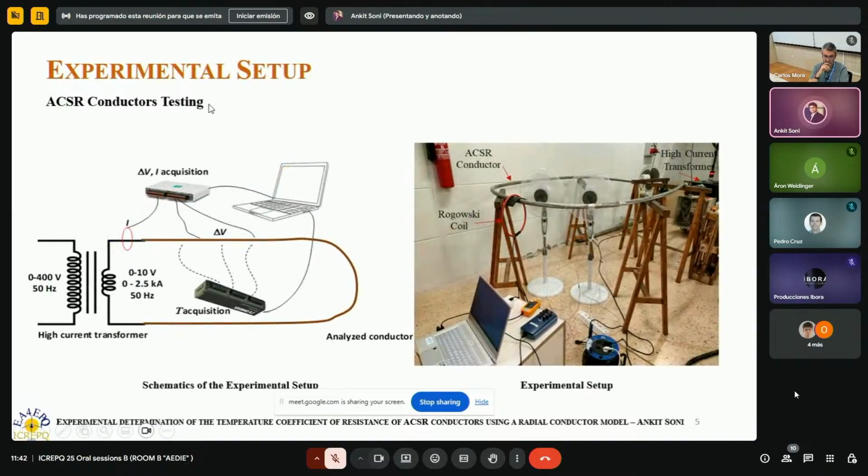Okay, so this is the experimental model. As we can see here, this is the high current transformer, and this is the low impedance circular loop. I've used my conductors like this. This is the Rogowski coil for measuring the current, and I have used this data acquisition system for getting the voltage and current. I've also used three T-type thermocouples in these parts for getting the surface temperature.